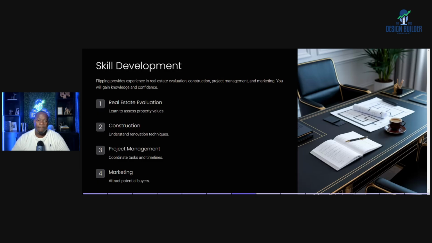So you're going to need to master the skills of being able to assess the property's value post construction. That's going to be very important.